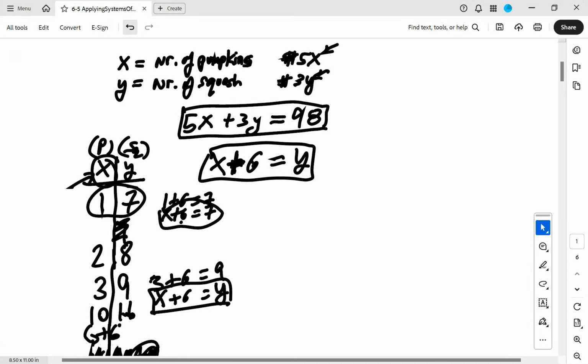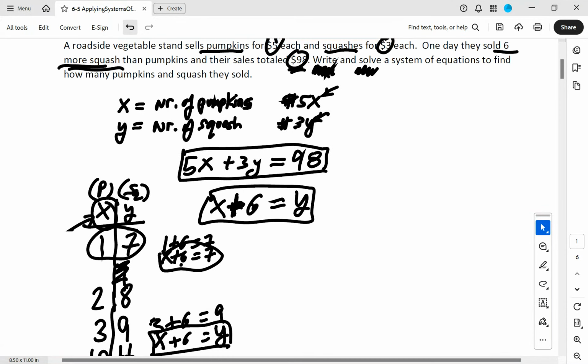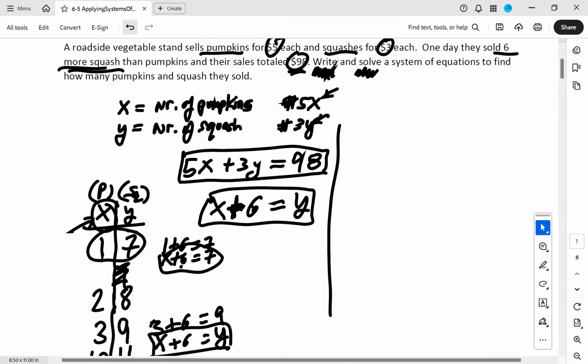What we have now is two equations. And now I was very careful to look back and fix this one, and I know it's correct. That means if this is y and the other part means this, I can just simply plug it in here and I have a substitution. I'm going to say 5x plus 3, substitute x plus 6, because that's y, is equal to 98.